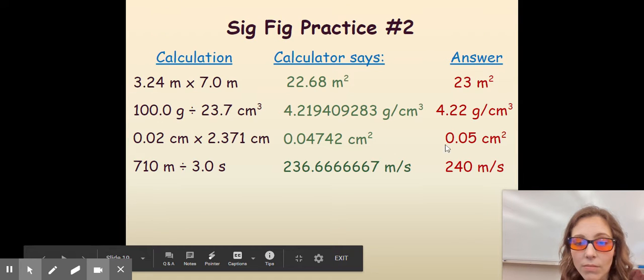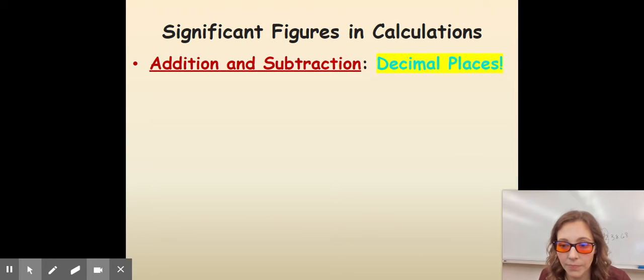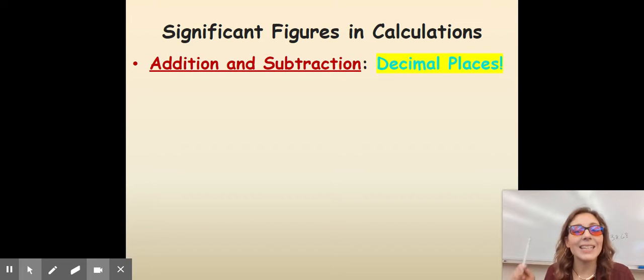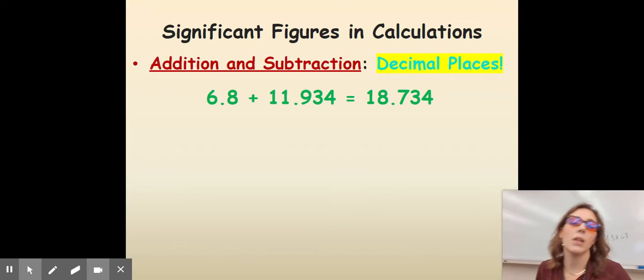So that's those. All right, now let's talk about adding and subtracting, okay? So multiplication and division is about sig figs. Adding and subtracting is about decimal places, okay? So you just have to memorize those two things. I'm going to show you how to do that. Not how to memorize it, but how do I use this rule? All right, so let's say we have 6.8 plus 11.934, and the calculator gives me this number.